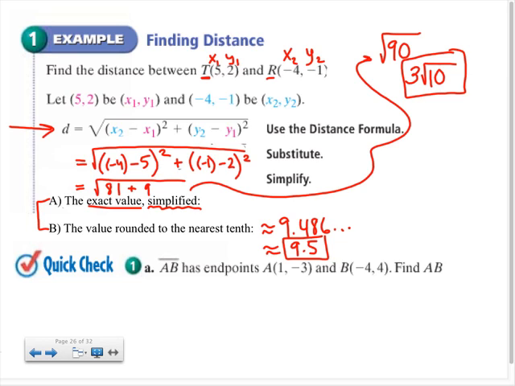Now you take a couple of minutes, let's pause the video here. You take a couple of minutes, try the quick check, and just like we did in the example, make sure that you give me two answers. Make sure that you give me the exact answer without any rounding or calculator, and then give me the value rounded to the nearest tenth. Try both of those and then you can check your work.